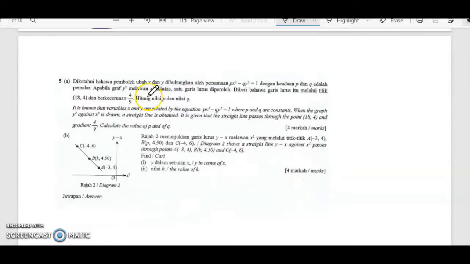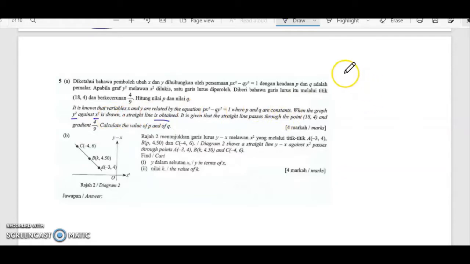This is a linear law. Okay, it's known that the variables x and y are related by the equation px squared minus qy squared equal to 1, where p and q are constants. When the graph of y squared against x squared is drawn, so ini dia punya hint, y squared dengan x squared, a straight line is obtained.